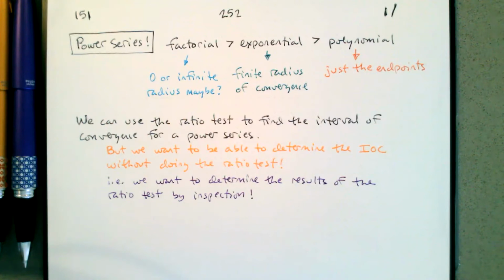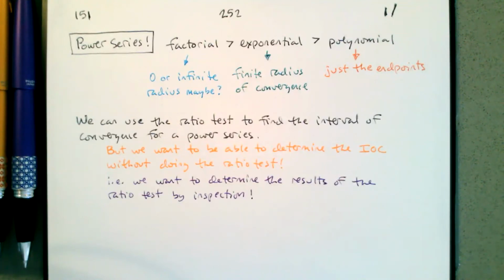So another way to think of it is we want to be able to determine the results of the ratio test just by looking at the power series. So let's continue to talk about our strategy. Our strategy is going to be to look at the coefficients in the power series and identify any factorial factors, any exponential factors, and any polynomial factors, and know what those factors are going to do to the interval of convergence.